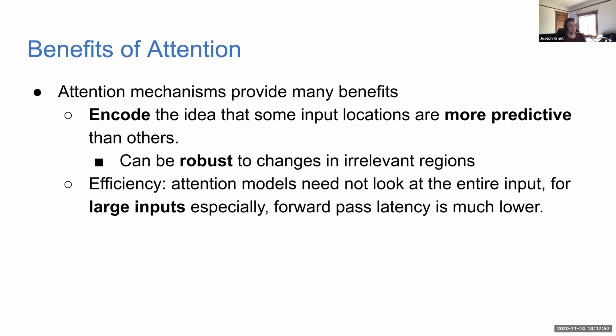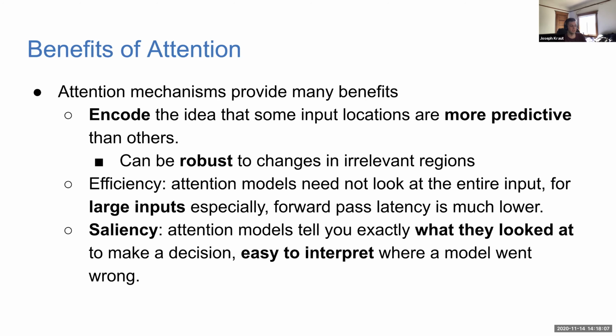Efficiency: attention models don't need to look at the entire input. Especially for really, really large inputs, the forward pass latency can be a lot lower. And saliency, I talked about this briefly. Attention models tell you exactly what they looked at. One of the papers we're going to look at in a bit shows how they interpreted their mistakes very easily. You can see exactly what went wrong at what point just by looking at what was attended to.